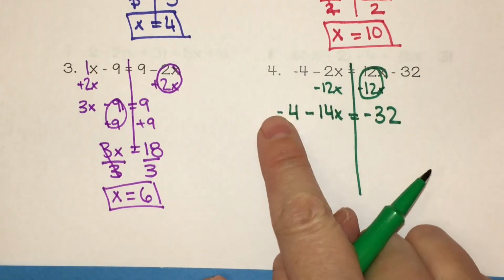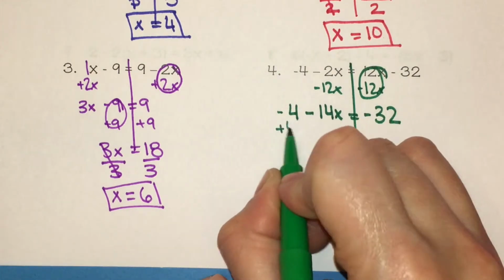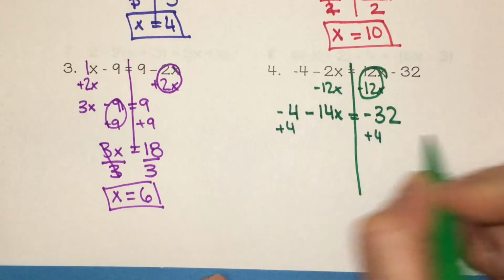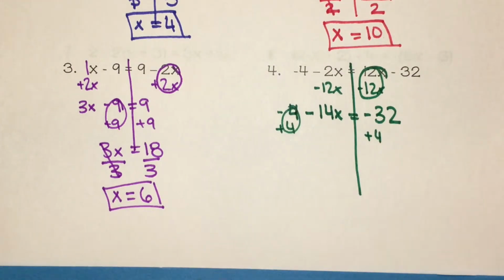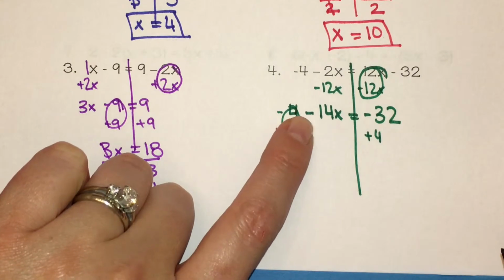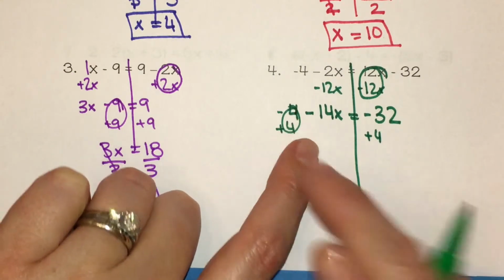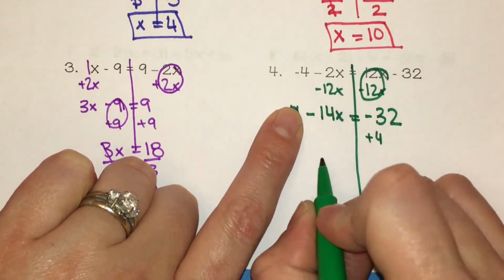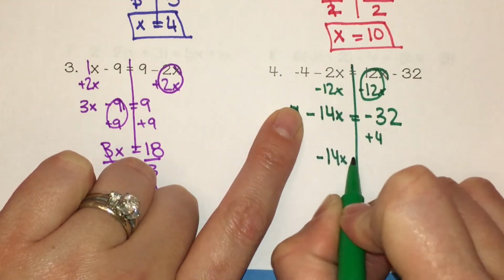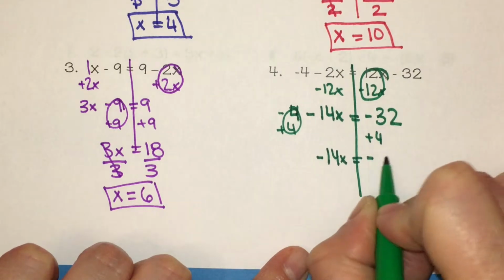I want to get rid of this negative 4 by adding 4 to both sides. Negative 4 plus 4 is 0. Now I have to leave that negative in front of the 14x. Remember, originally in the problem it was minus, but when I bring it down, it's going to be negative 14x equals negative 28.